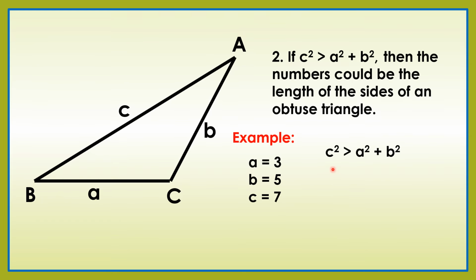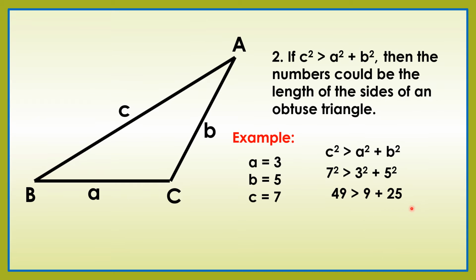Let us use yung c squared is greater than a squared plus b squared. So, ang c natin ay 7, ang a natin ay 3, ang b natin ay 5. So, we will have now 7 squared is greater than 3 squared plus 5 squared. So, ang 7 squared natin ay 49, ang 3 squared natin ay 9, at ang 5 squared natin ay 25. So, we'll have now 49 is greater than 9 plus 25.